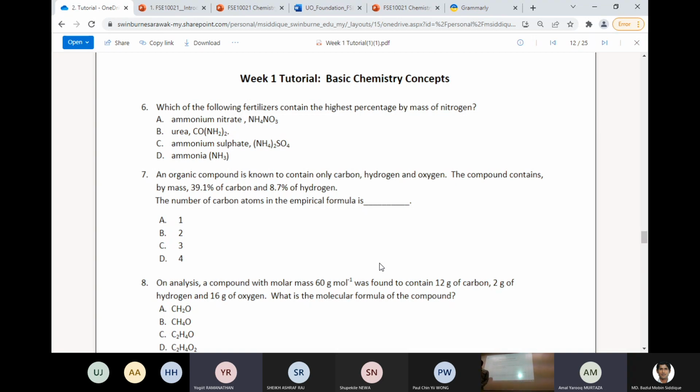Okay, so now go to number 7. An organic compound is known to contain only carbon, hydrogen, and oxygen. The compound contains by mass 39.1% of carbon and 8.7% of hydrogen. The number of carbon atoms in the empirical formula is, what will be the number of carbon atoms in the empirical formula, right?